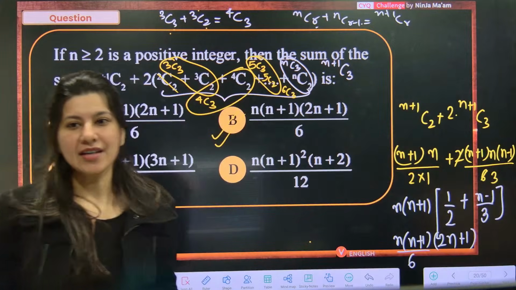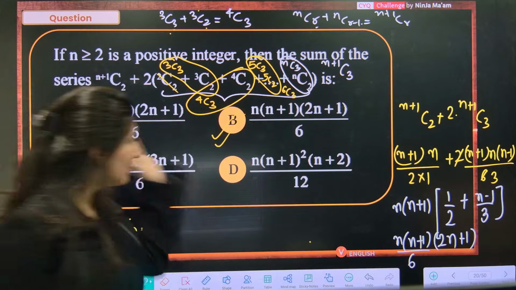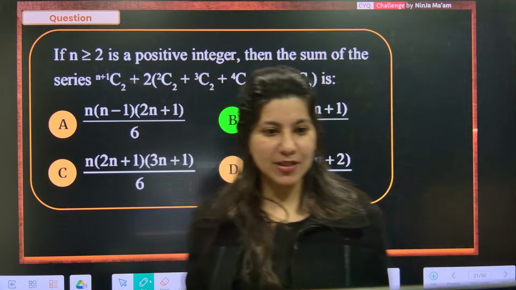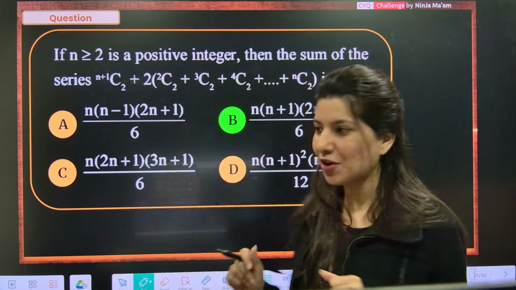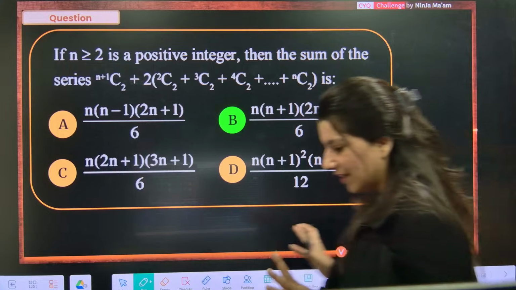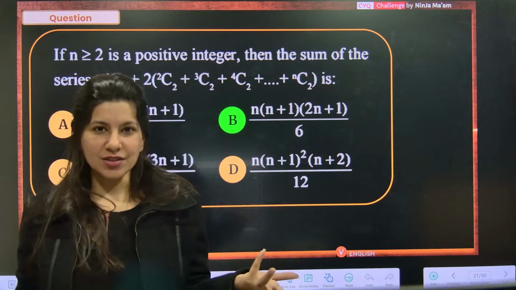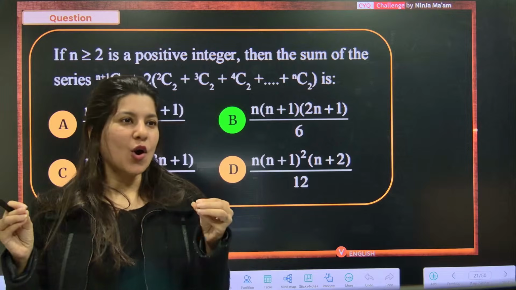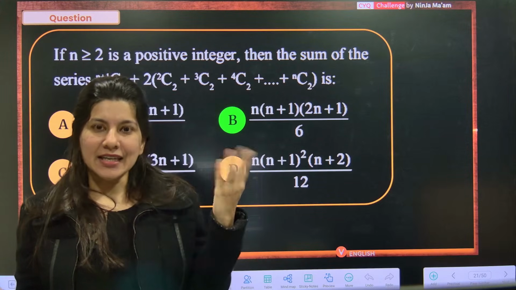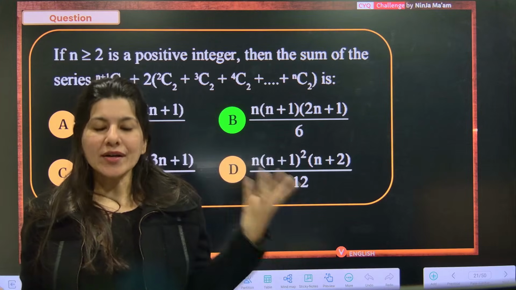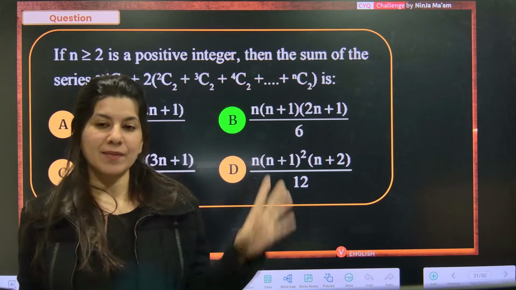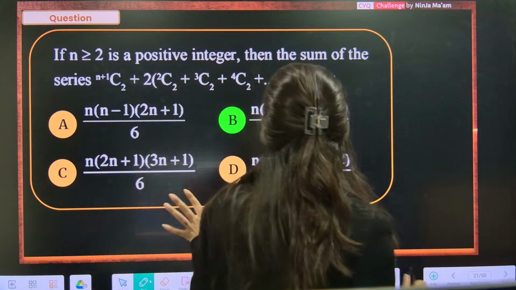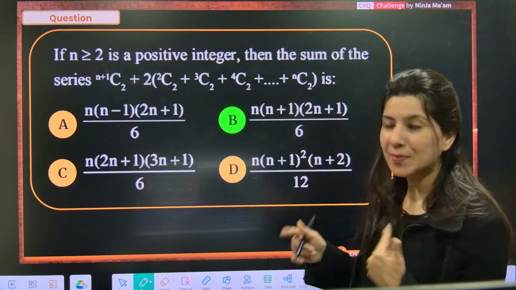Correct. Okay. Now you must be thinking, ma'am, okay, fine, we've got the answer. You were talking about some ninja technique. Are you going to tell us or not? See, the ninja technique is actually not a ninja technique. It is a common, obvious thing. In fact, somebody who is not aware of the binomial theorem chapter can also do this question.